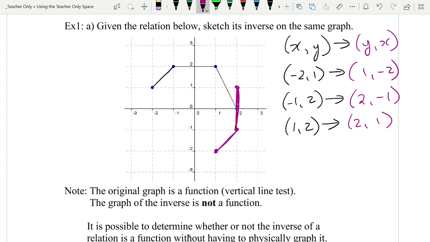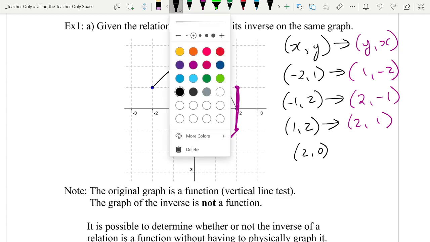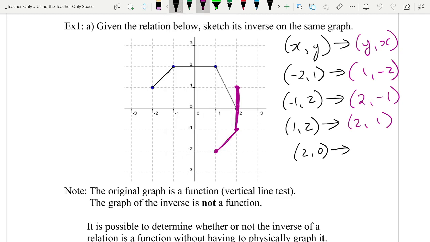And lastly, the point that starts off, I'm on top of it now, but it's the point 2, 0, is going to map to 0, 2. So 0 over and 2 up is right there, and then join those 2 points. There we go.